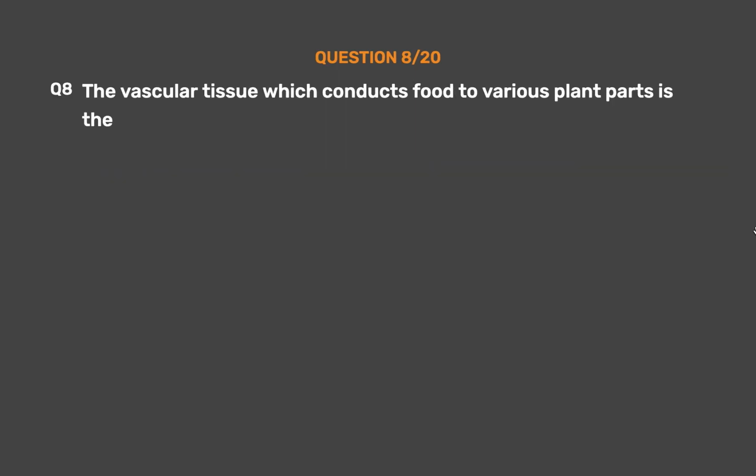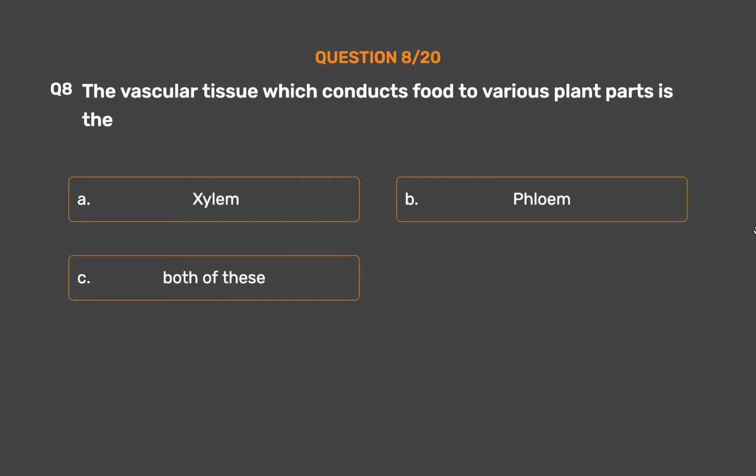Question number 8. The vascular tissue which conducts food to various plant parts is the option A. Xylem. Option B. Phloem. Option C. Both of these. Option D. None of these.